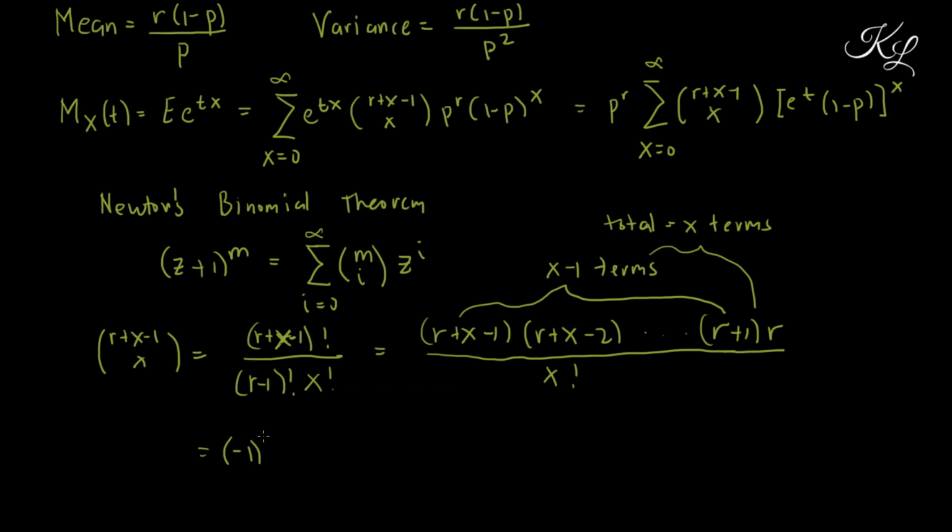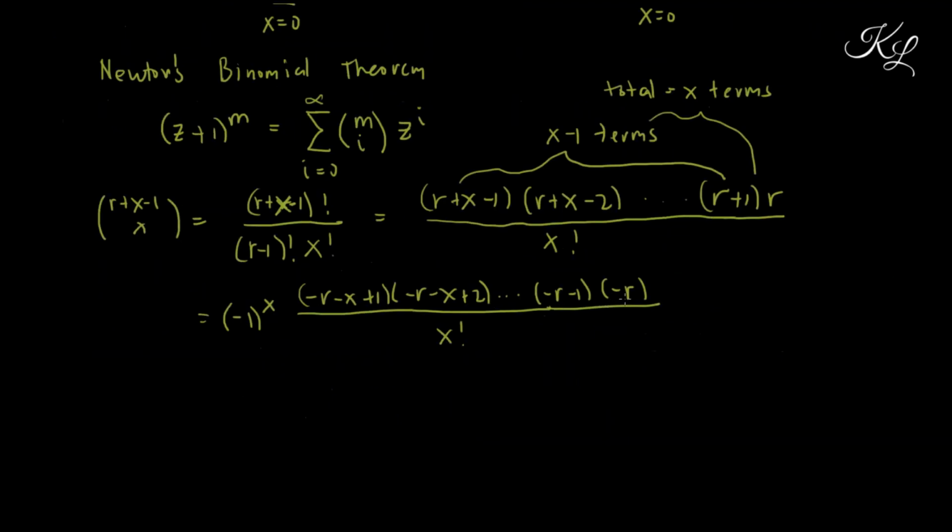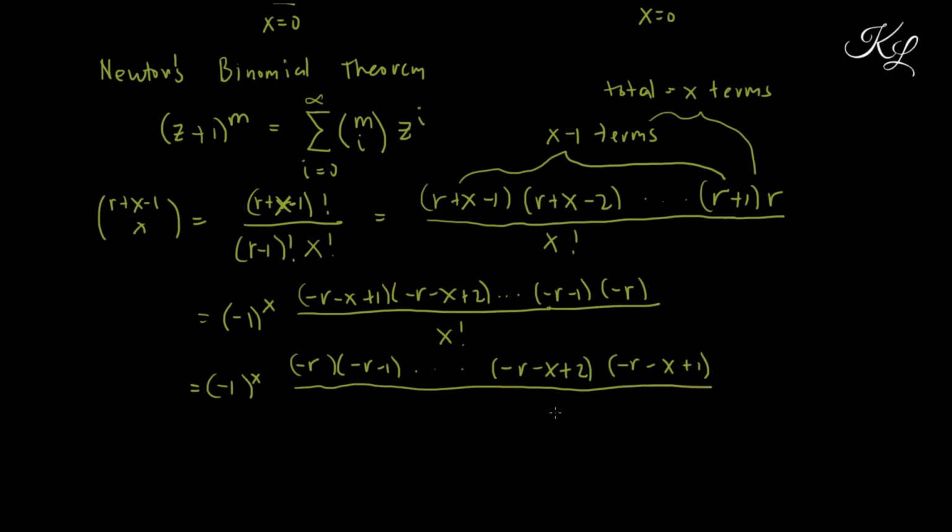So if I want to multiply each term by negative 1, I will need negative 1 raised to the number of terms, in this case x. Then I can multiply each term. So I have negative r minus x plus 1, then negative r minus x plus 2, etc., until negative r minus 1, and this is negative r, over x factorial. Then I want to rearrange this from the last to the first. So this is equal to negative 1 raised to x, times negative r, then negative r minus 1, etc., until negative r minus x plus 2, negative r minus x plus 1, over x factorial.